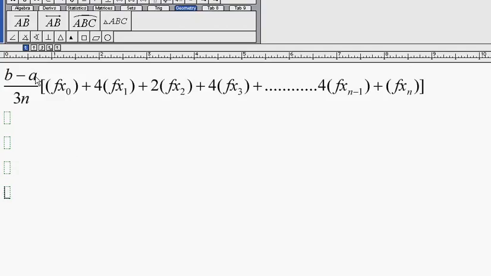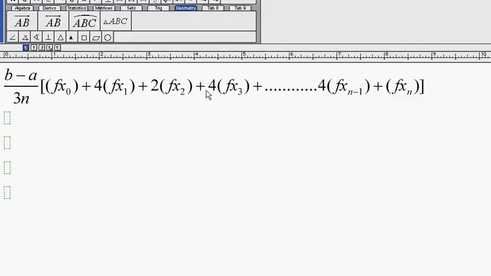It states that b minus a over 3n multiplied by f of x, your initial point, plus your second point times 4, plus your third point times 2, fourth point times 4, and so on until you get to your final point. My n represents the number of intervals that you're going to be using. In my case, there was 37.